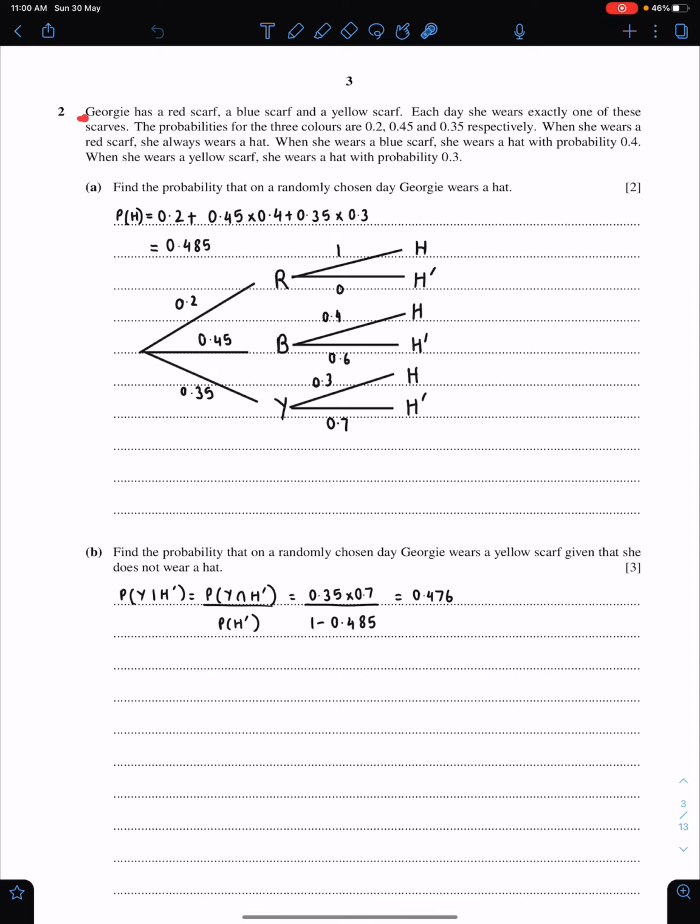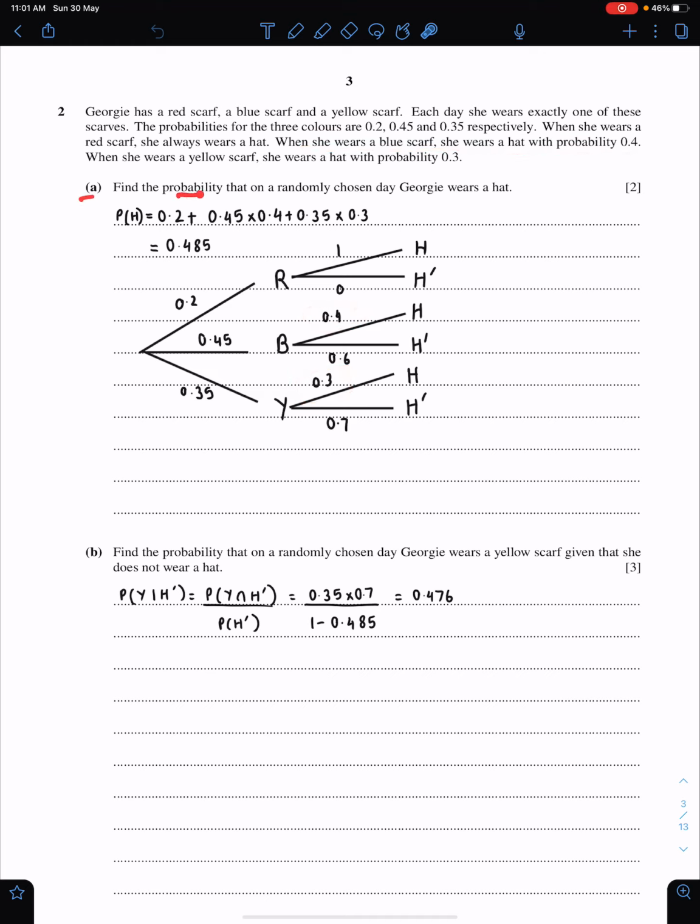Question number 2. Georgie has a red scarf, a blue scarf, and a yellow scarf. Each day she wears exactly one of these scarves. The probabilities for the three colors are 0.2, 0.45, and 0.35 respectively. When she wears a red scarf, she always wears a hat. Always means certain, means probability is 1 for hat. When she wears a blue scarf, she wears a hat with probability 0.4, whereas when she wears a yellow scarf, she wears a hat with probability 0.3.